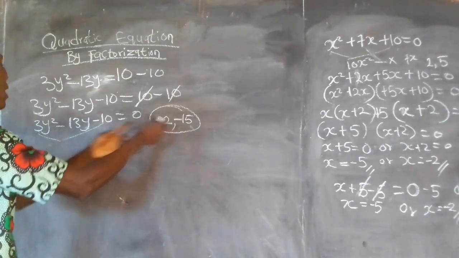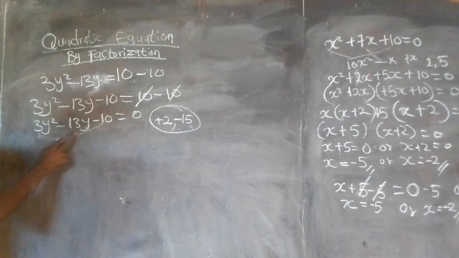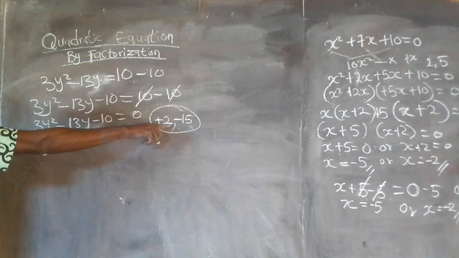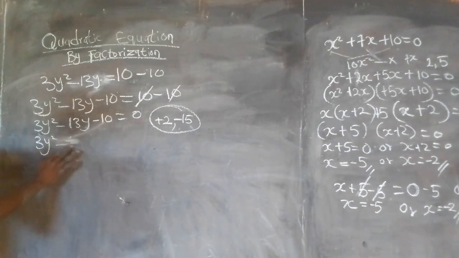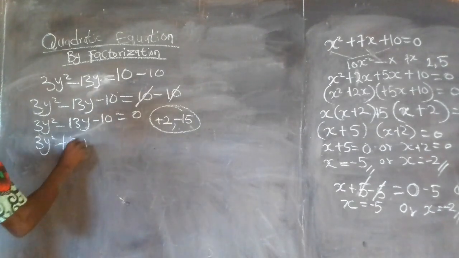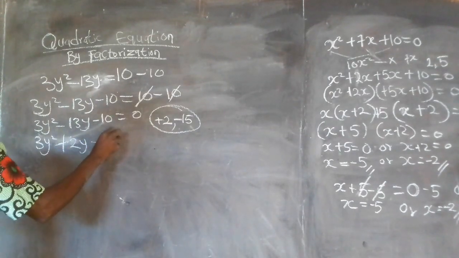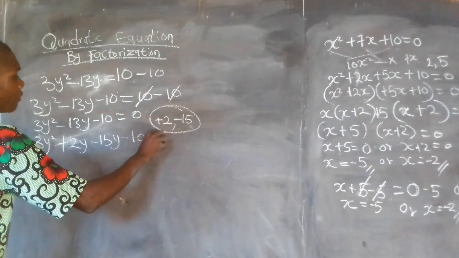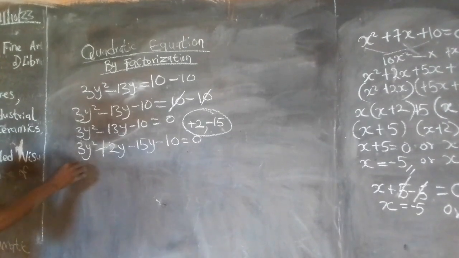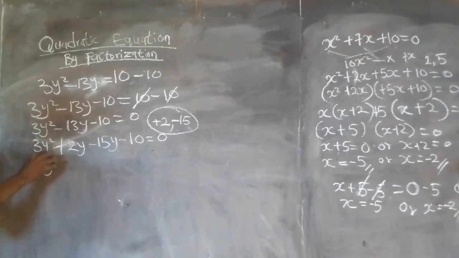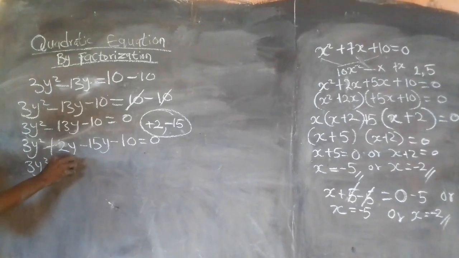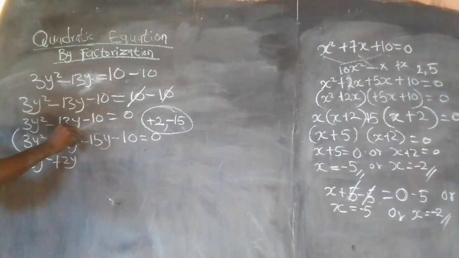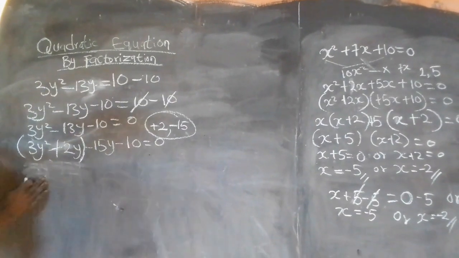So we substitute these two numbers in the place of the middle term. Let's continue. We have 3y squared, and now we put in these two numbers, so it becomes plus 2y minus 15y minus 10, everything equal to 0. So we have our 3y squared plus 2y, but let's break it into brackets.